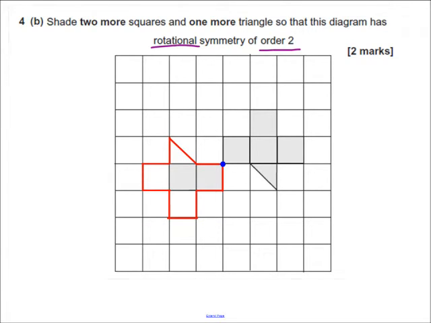Now all we need to do is lift our tracing paper and draw in the 2 squares and 1 triangle that we need to complete this order of rotational symmetry of order 2. So this is our first square, and you can shade it in. This is our second square, you can shade it in, and then this is the triangle, and shade it in.